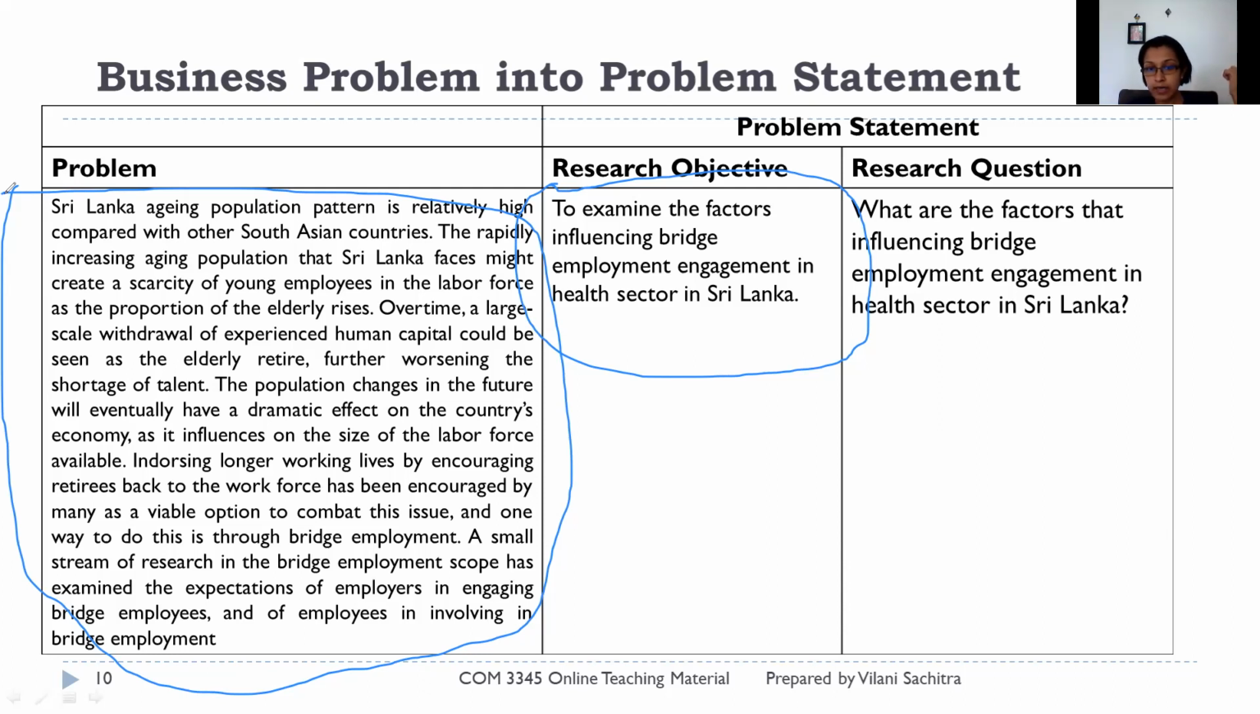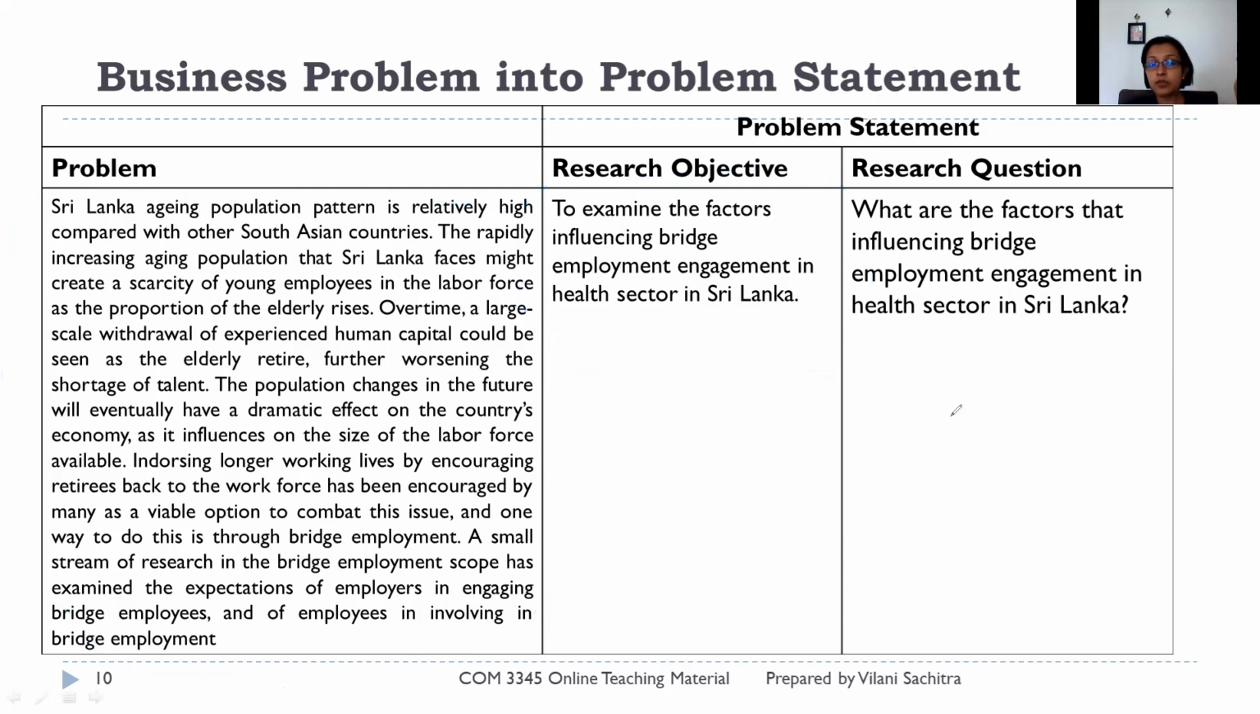Okay, you see, right? So based on the objective, you can define your research question. You can construct your research question. It's very simple, right? So you can see the question: what are the factors influencing bridge employment engagement among health sector employees in Sri Lanka? Okay, so that's the way. This is not a complex one, but the only thing is you need to understand the problem properly.